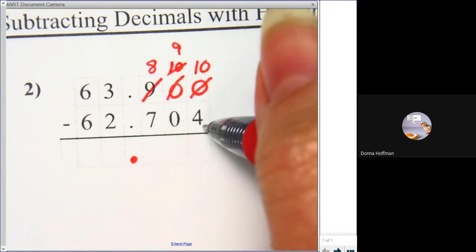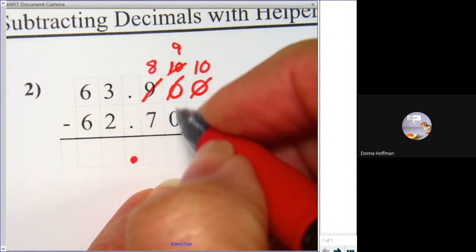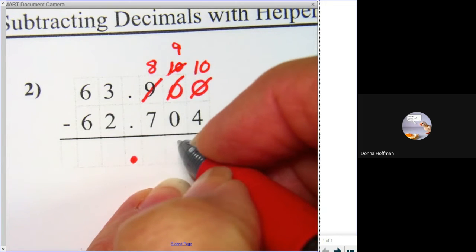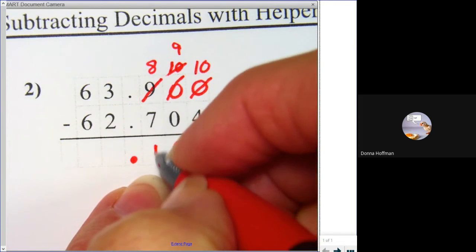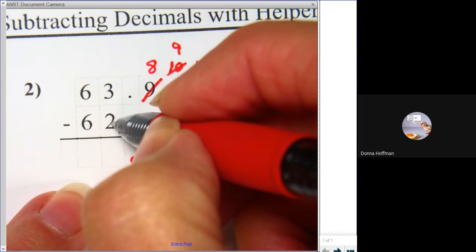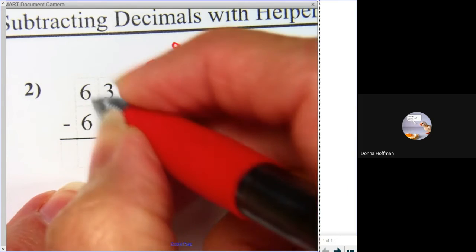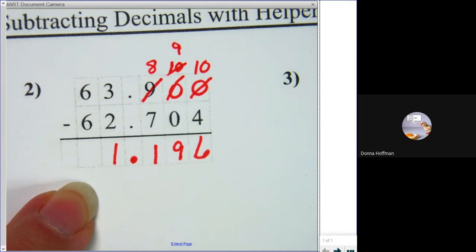So 10 give away 4, leave 6, 9 minus 0 is 9, 8 minus 7 is 1, 3 minus 2 is 1, and 6 minus 6 is 0. I don't have to put a 0 there. It's not necessary. So the answer is 1 and 196 thousandths.